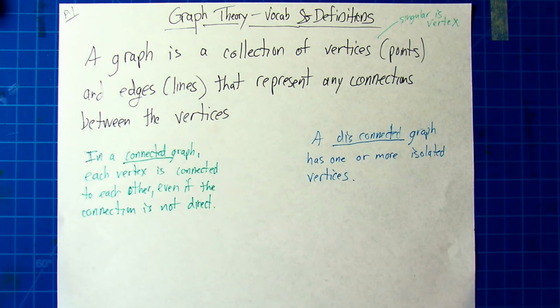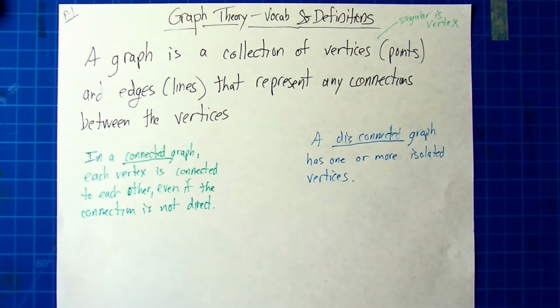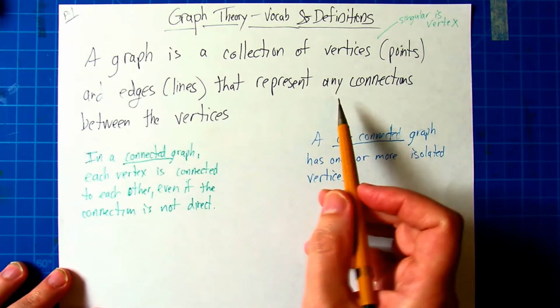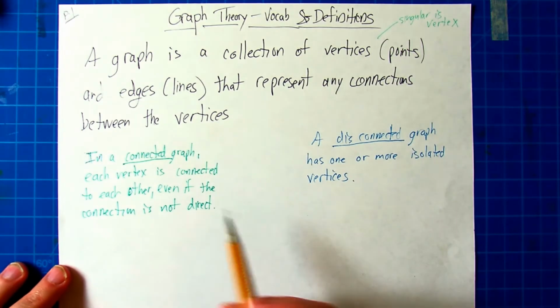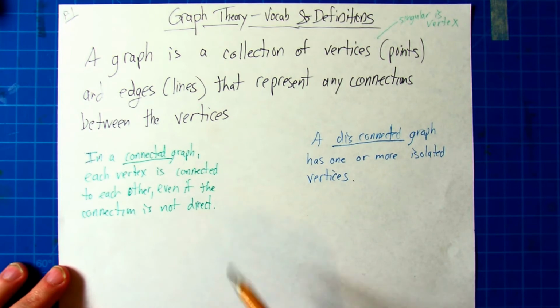Let's talk about graph theory, vocab, and definitions. So a graph is a collection of vertices, which are often just shown as points or dots, and edges, which are often lines or sometimes curves, that represent any connections between the vertices. In a connected graph, each vertex is connected to each other, even if the connection isn't direct.